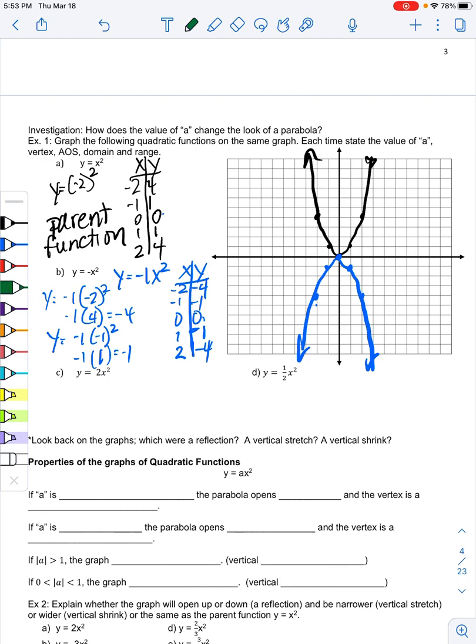Okay, next one we're going to try is this 2x squared. This time I have a positive 2 in front. So I'm going to have the x and y. The 0, 0 is in the middle. So I have -1 and -2, and 1 and 2.